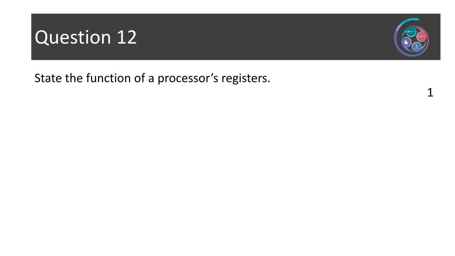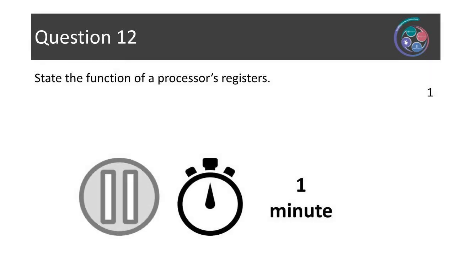In this question, to gain the 1 mark, you need to state the function of the processor's register. Because it's 1 mark, you need about 60 to 90 seconds to get it done. Pause the video now and have a go yourself.